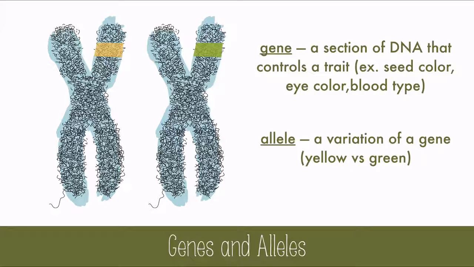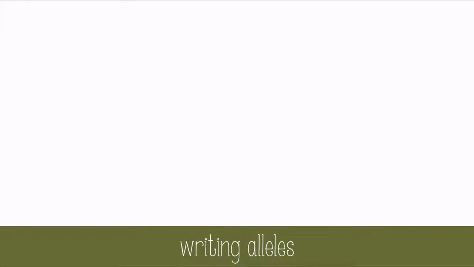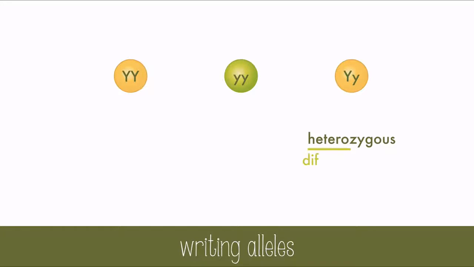Now you get two alleles for every gene, because you have a set of chromosomes from mom and a set of chromosomes from dad, and the same is true for plants. When you write alleles, dominant alleles get capitalized letters, and recessive alleles are lowercase. If a dominant and recessive allele are together, it's called heterozygous. Hetero means different, and the alleles are different, so that makes sense.